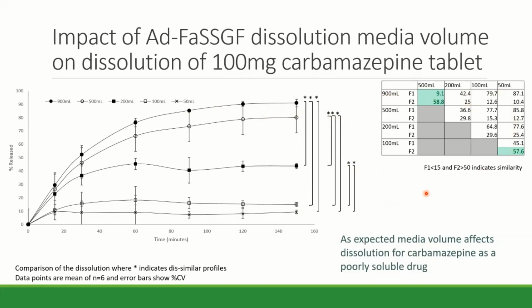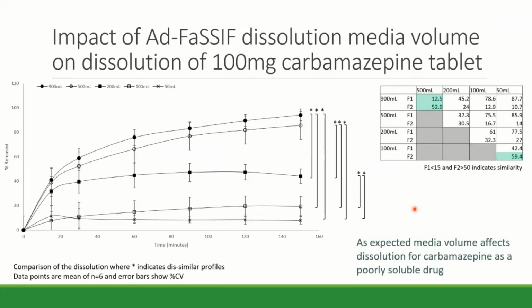So in summary, the media volume affects the dissolution for carbamazepine, which may be anticipated as it is a poorly soluble drug. This slide looks similar, but this time we are looking at the intestinal fluid rather than the gastric fluid, but we see the same pattern of data. As the volume decreases, we get less dissolution, as might be expected, and it's actually the same pattern of similarity based on that F1, F2 statistic between the volumes.